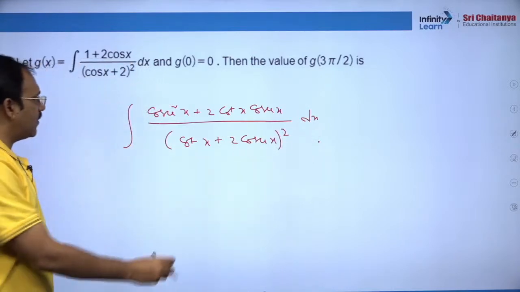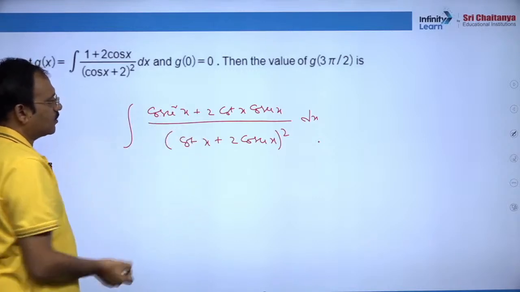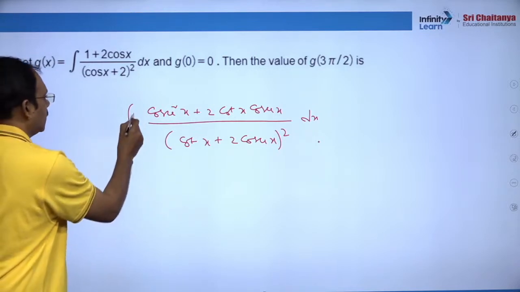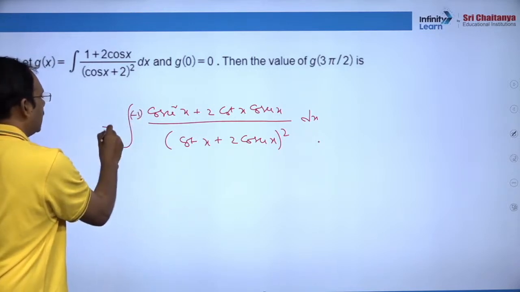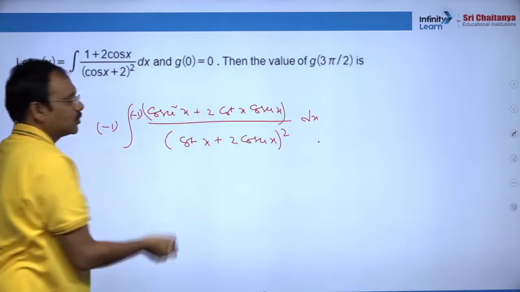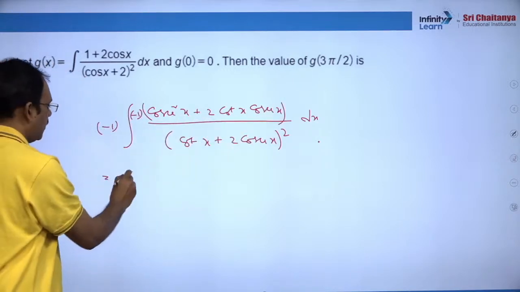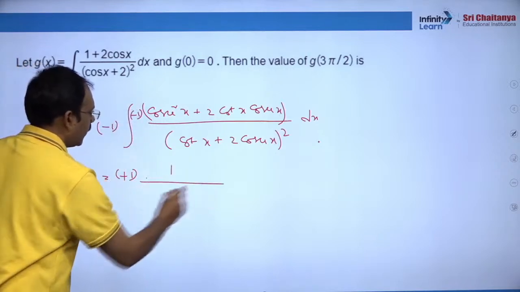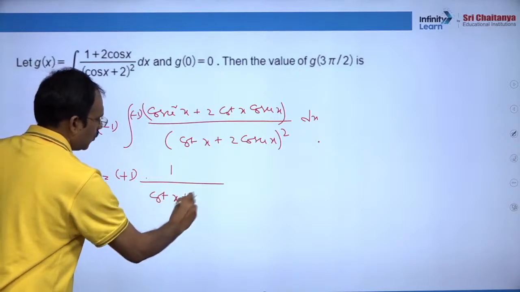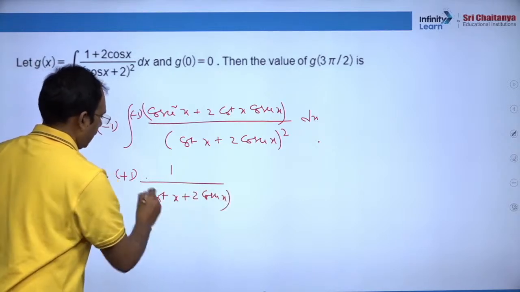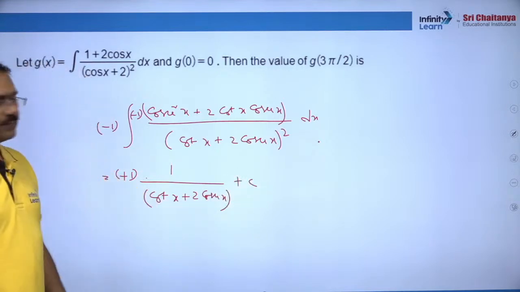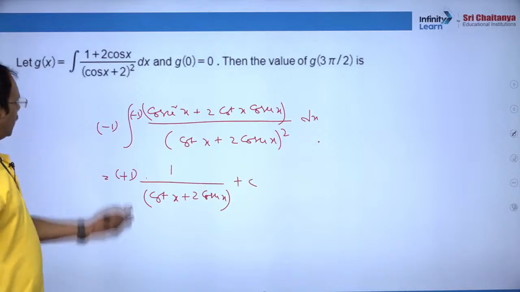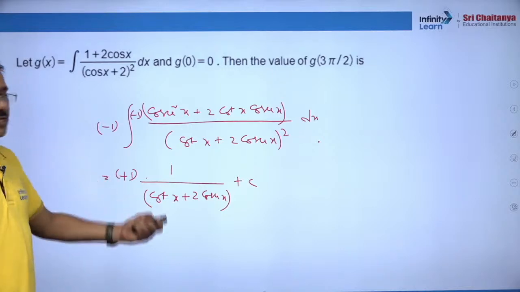You just see its derivative, friends. Cot x derivative is minus cosecant square x, 2 into cosecant x derivative is minus cosecant x cot x. So, just apply minus 1 here and here. So, f dash x by f of x square. So, minus 1 into 1 by x square, kind of minus 1 by x. Finally, you will get 1 by cot x plus 2 cosecant x plus c.